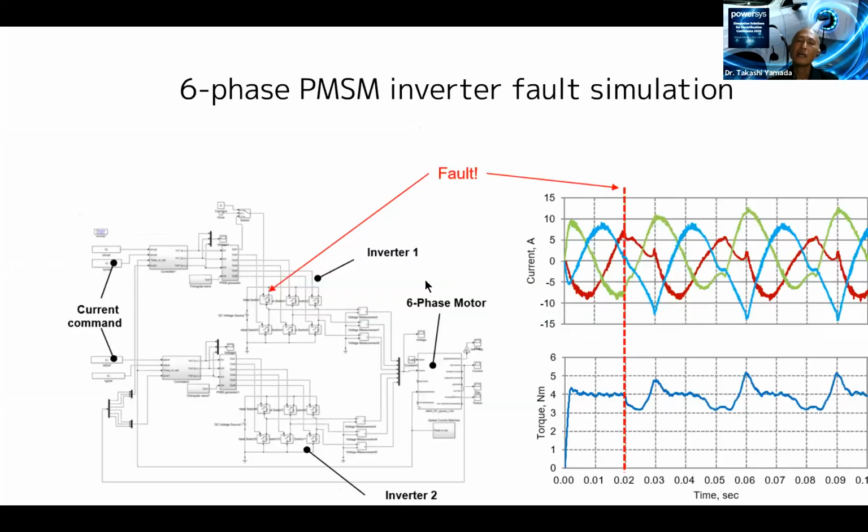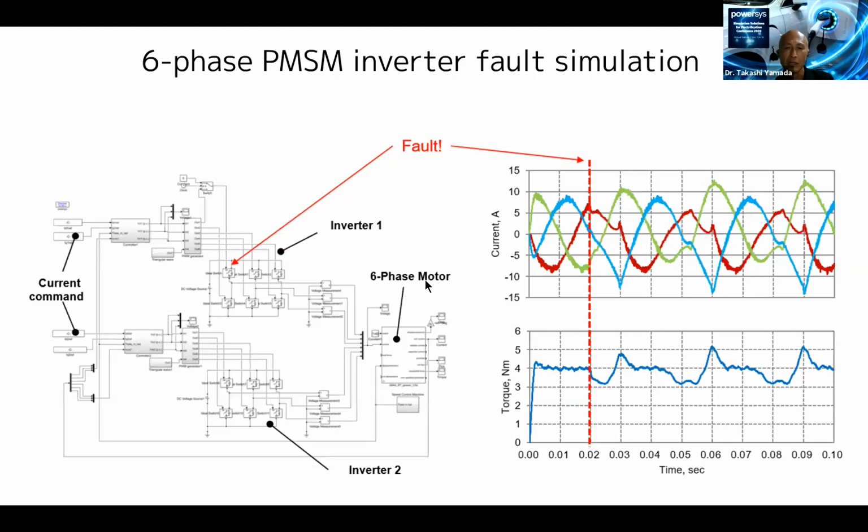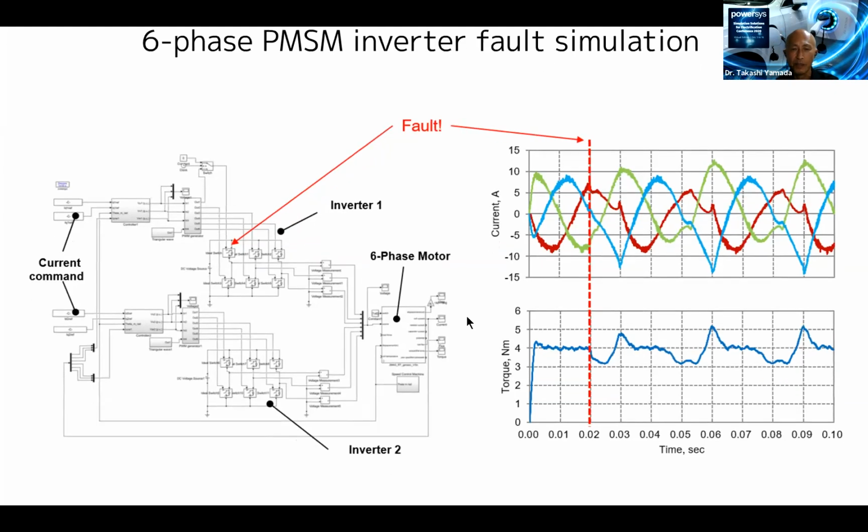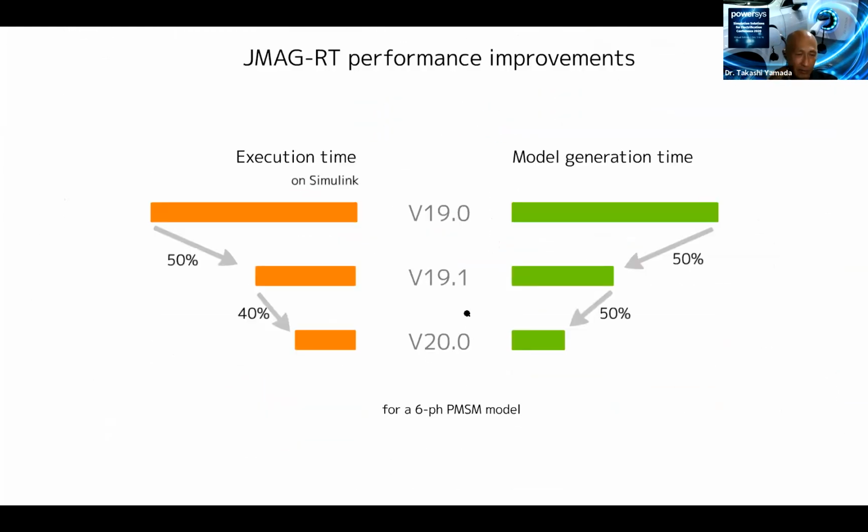And then, to deal with failure mode, we need flexibility, and of course, JMAG can do that. This is just an example of failure mode analysis of a 6-phase PMSM. One of the power devices broke down, and of course, the waveform deteriorated. So JMAG can now deal with this kind of problem. But the problem is that it takes time to generate the lookup data to cover very strange combinations of the current. So now we are enhancing the speed of model generation time and then execution time. This is one of the results.